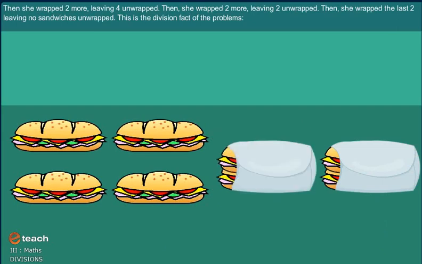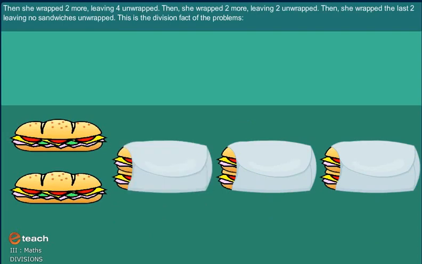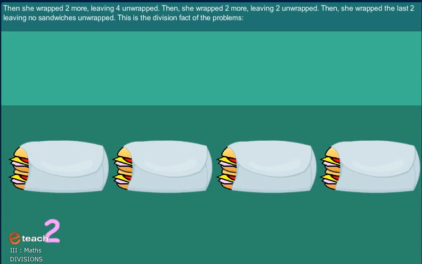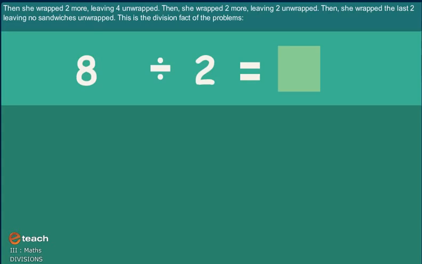Then she wrapped 2 more, leaving 4 not wrapped. Then she wrapped 2 more, leaving 2 not wrapped. Then she wrapped the last 2, leaving no sandwiches unwrapped. This is the division fact of the problem.